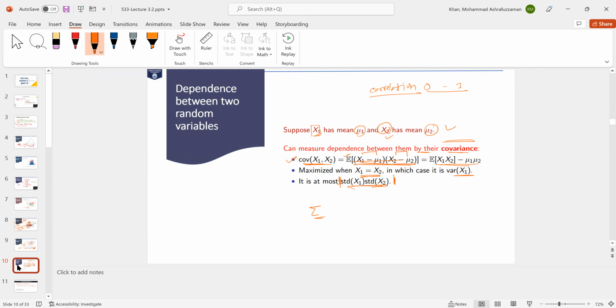So we already discussed this slide. If you have any question for this slide, you can ask now. Otherwise, I'll skip it. This slide only discusses the properties of the covariance matrix.